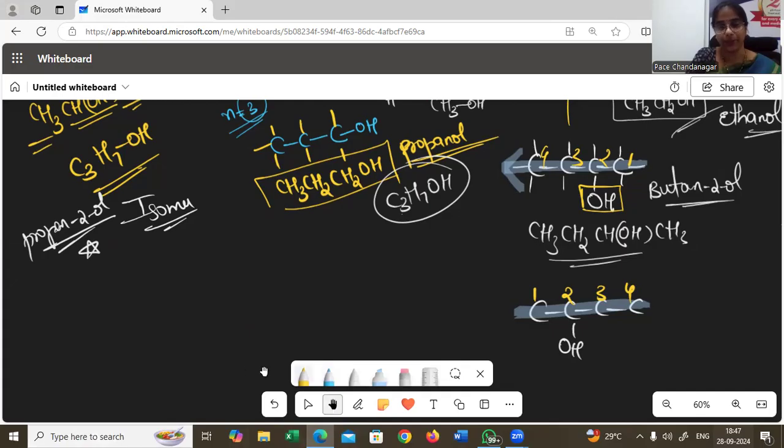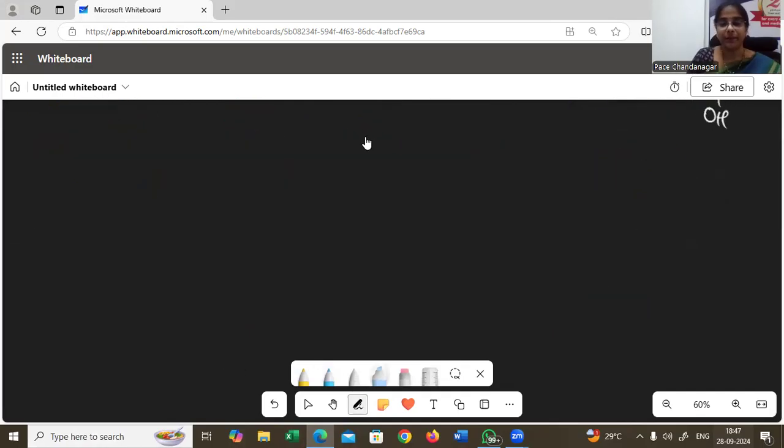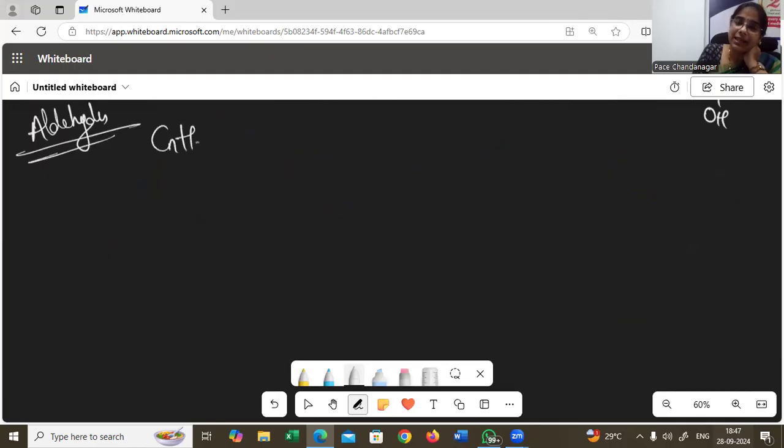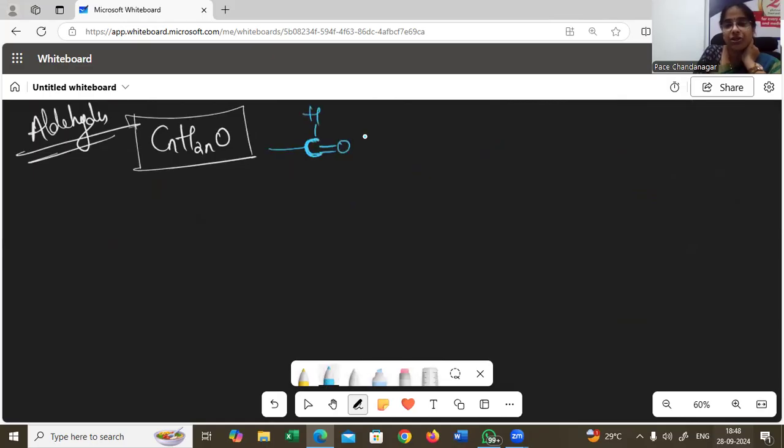And now coming up with the second functional group, aldehydes. Now, what do we mean by aldehyde? This is CnH2nO. CnH2nO is the next compound, aldehyde, which has this group CHO. See, oxygen should have 2 bonds, satisfied. Carbon should have 3 bonds, satisfied. And I put this as RCHO.